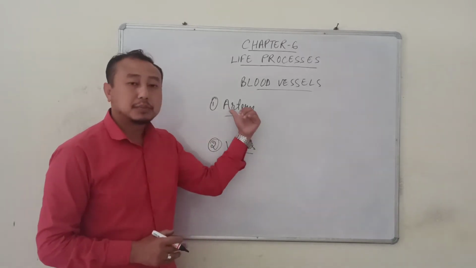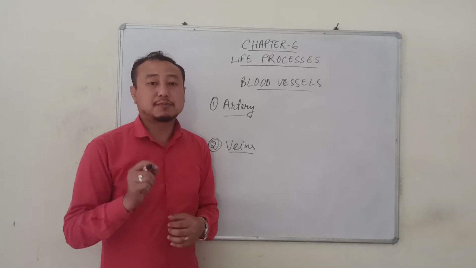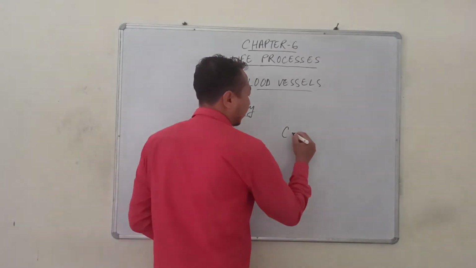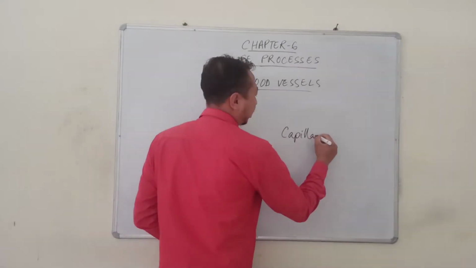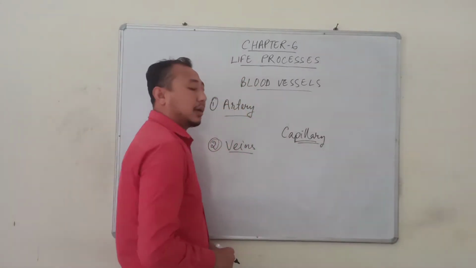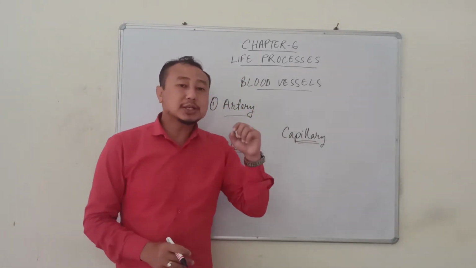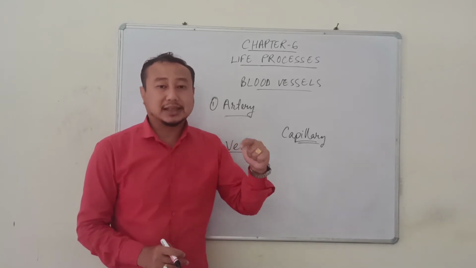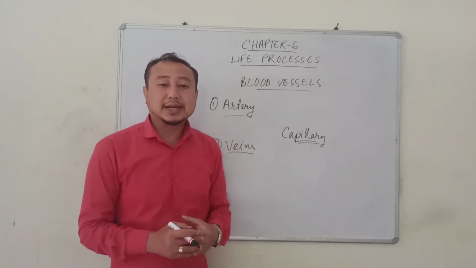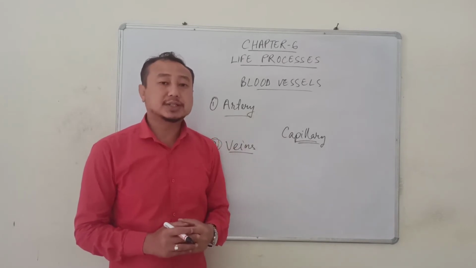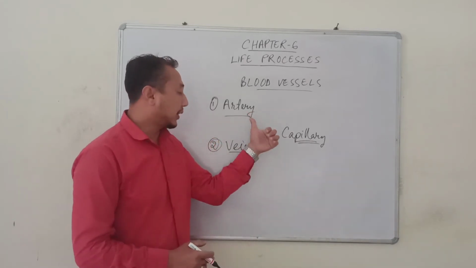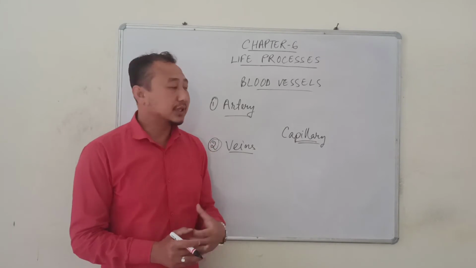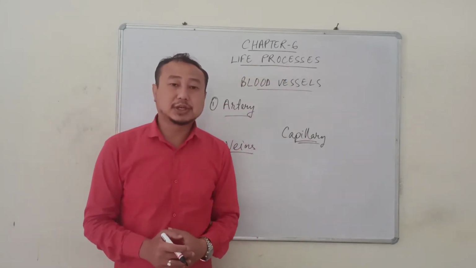Above these two blood vessels, there is another blood vessel which is known as the capillary. These capillaries are very small blood vessels whose wall is made up of one cell layer. These capillaries connect every cell that is present inside a human body with the artery and the veins. So these are the things that are related to the blood vessels.